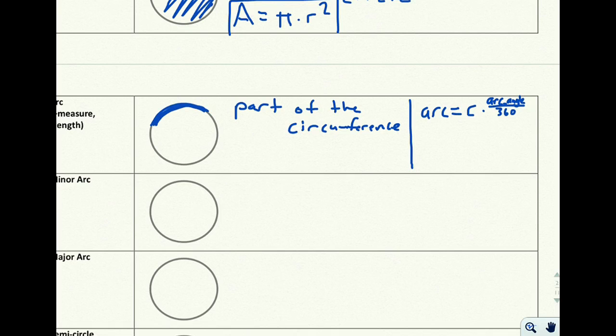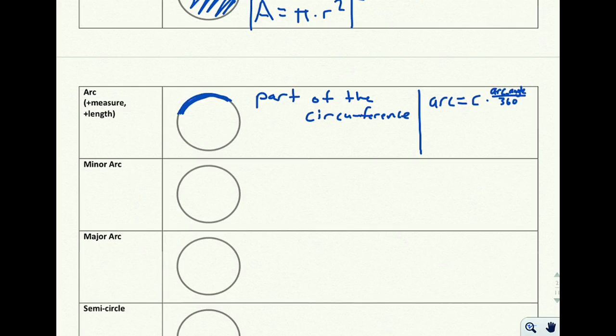Or if you had a fourth of a circle, 90 degrees, 90 divided by 360 is 1/4. 1/4 times C would be a fourth of whatever your circumference is. So that's why you take C times your arc angle divided by 360.